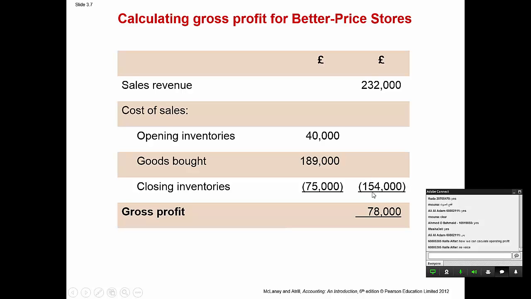Now, how can we calculate the gross profit? By deducting the cost of sales, which is 154,000, from the sales revenue, which is 232,000. We will get 78,000, and this 78,000 will be the gross profit.